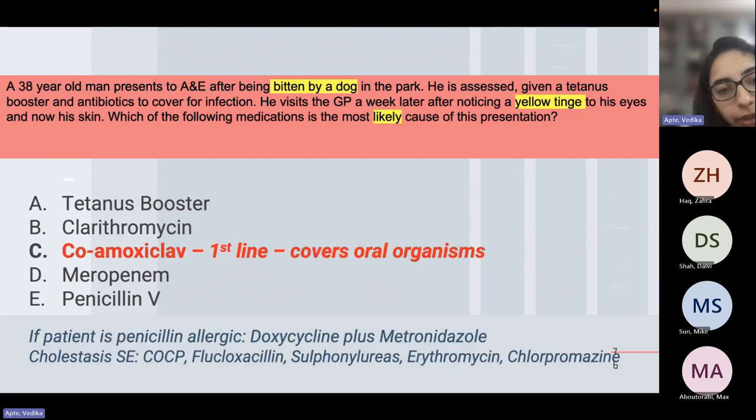Yeah, so it's co-amoxiclav. If anyone has an animal bite, first line they're given co-amoxiclav. So that's the first clue there. And then yellow tinge to his eyes, so he's obviously getting some jaundice. Some medications like co-amoxiclav, as well as the combined oral contraceptive pill, flucloxacillin, erythromycin, etc., can cause a bit of jaundice, and you can see a cholestatic picture on the liver function tests as well. So you'll see a raised ALP and a raised GGT as well. That's a cholestatic picture.